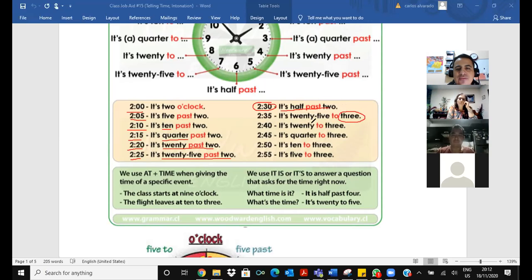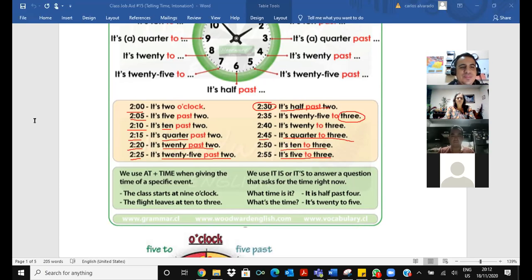It's 25, no, I'm sorry, it's 20 to 3. Llegamos a una hora, a quarter to three. Okay, 2:50, it's 10 to 3. It's 5 to 3. Okay, very good. Questions?